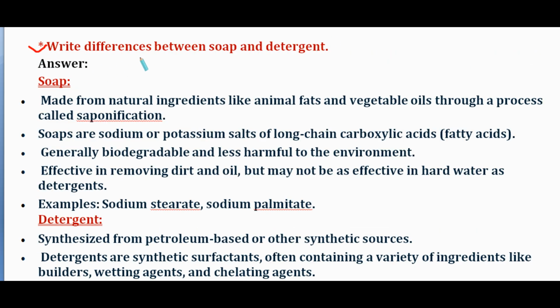Next question, write differences between soap and detergent. Soap is made from natural ingredients like animal fats and vegetable oils through a process called saponification. Detergent is synthesized from petroleum based or other synthetic sources. Second difference is soaps are sodium or potassium salts of long chain carboxylic acids or fatty acids. Detergents are synthetic surfactants often containing a variety of ingredients like builders, wetting agents, and chelating agents.